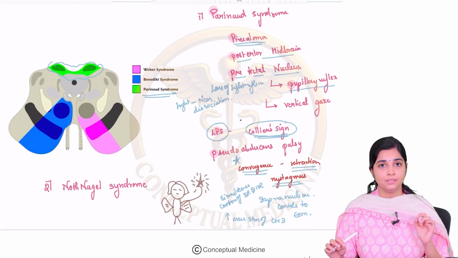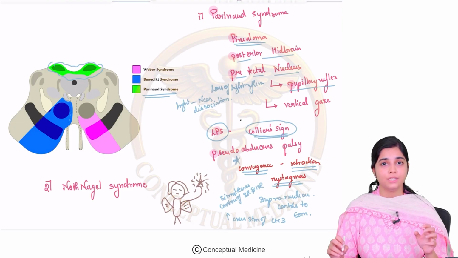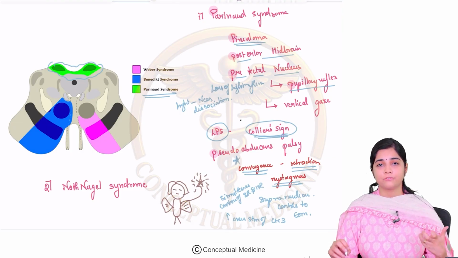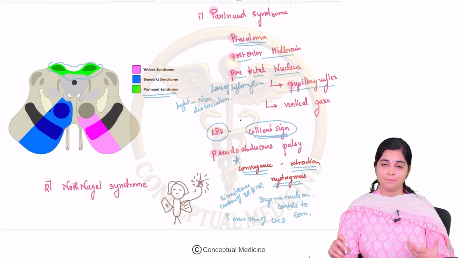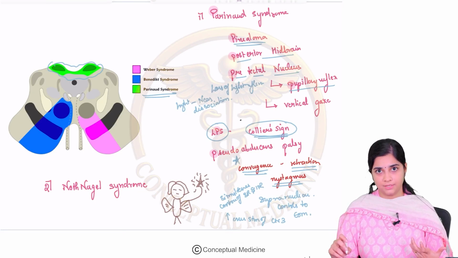What happens in Collier's sign? In Collier's sign, again because of loss of your supranuclear control of your extraocular movements, there can be damage to the levator palpebrae superioris.